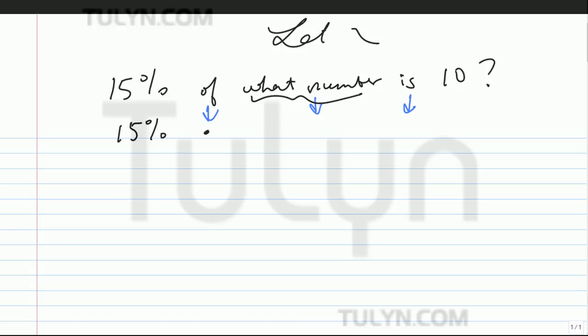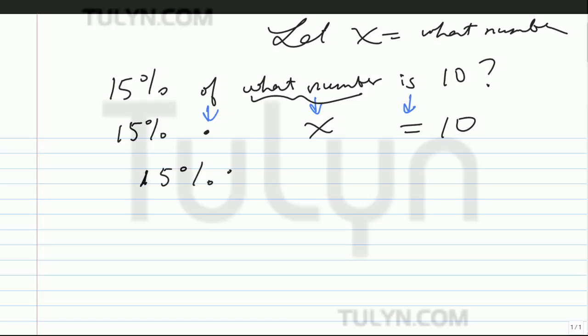So let's let x equal what number, right? Is another way of saying equals in math. 10, just bring it down. So you got 15% times x equals 10. Go ahead and bring 15% into decimal form, okay?